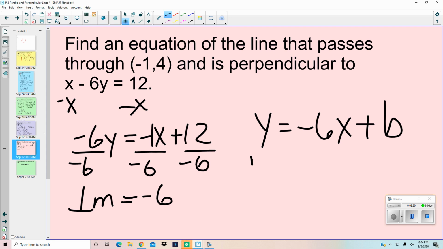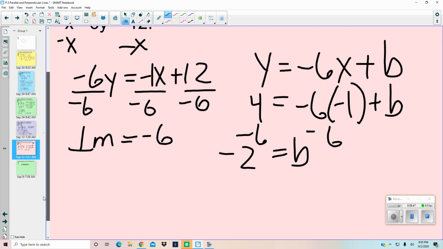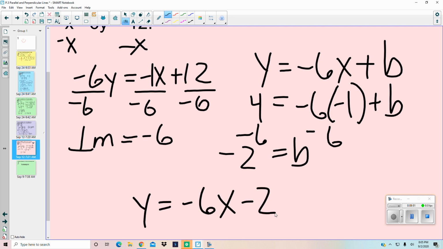I'm going to put 4 in for y, then -1 in for x, and solve for b. This gives me +6, so I'm going to subtract 6. So my b value is going to be -2. So my final answer is going to be y equals -6x minus 2.